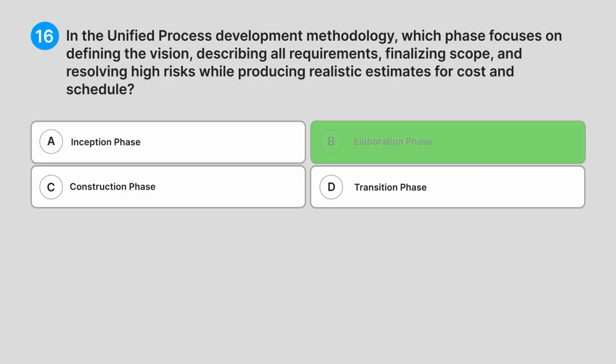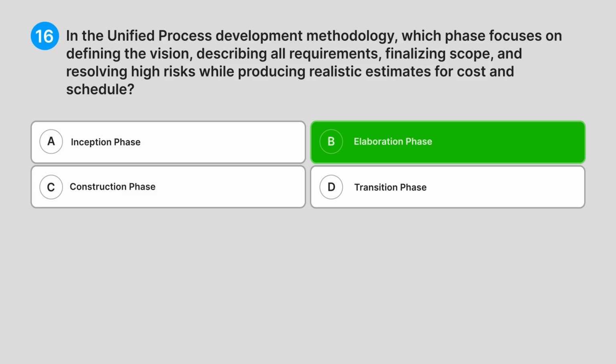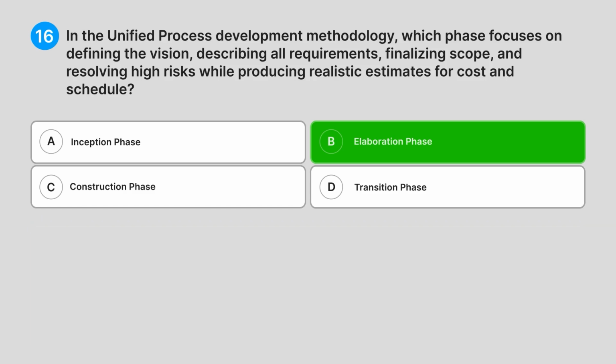Correct answer, B. Elaboration phase. Explanation. Option B is correct because the elaboration phase defines the vision, identifies and describes all requirements, finalizes scope, designs core architecture, resolves high risks, and produces realistic cost and schedule estimates. Option A is incorrect because the inception phase develops approximate system versions, makes business cases, and defines scope with rough estimates, but does not finalize all requirements comprehensively.